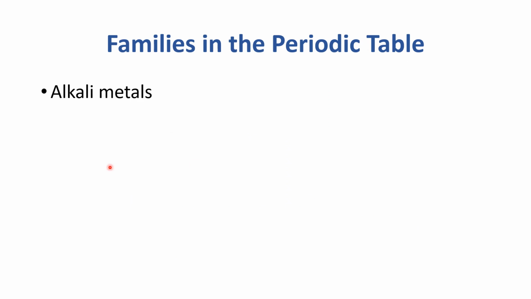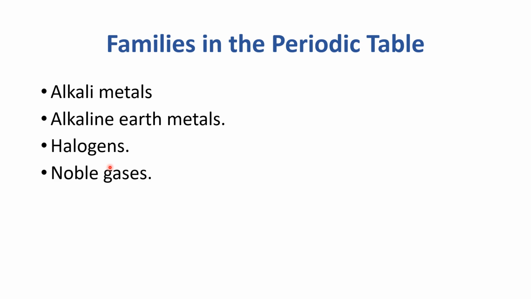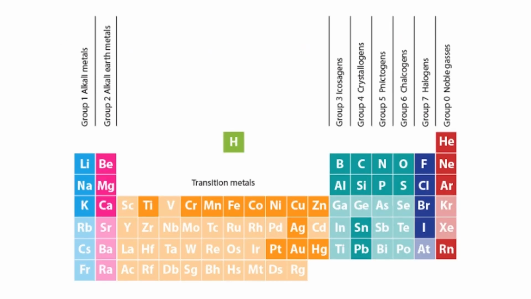Next are the families in the periodic table. These are alkali metals, alkaline earth metals, halogens, and noble gases. Each group in the periodic table represents a family. First are the alkali metals and alkaline earth metals. Then we have icosagens, then crystallogens, then pnictogens, then chalcogens. Then we have halogens or noble gases.